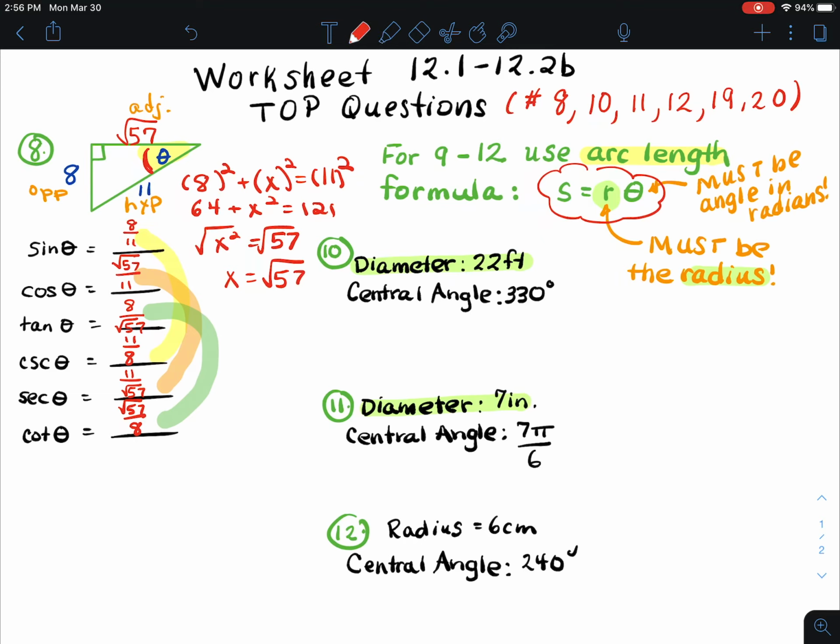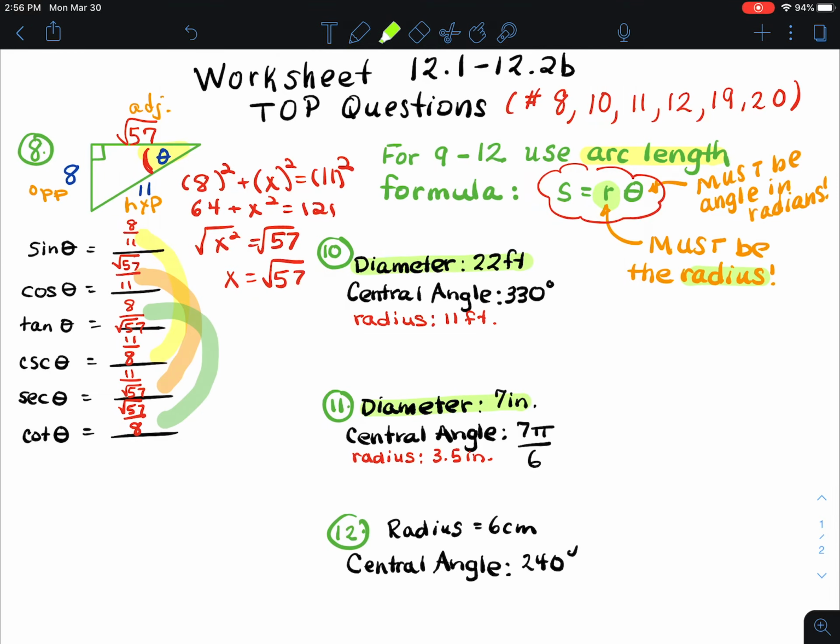So I'm going to start with number 10 here. The diameter is 22 feet. So we immediately need to say, okay, the radius is going to be half that. That's going to be 11 feet. I'm going to jump down here to example problem 11. That means the radius would be 3.5 inches if the diameter were 7 inches. That has to be the piece of information you're using when you plug it into the formula.